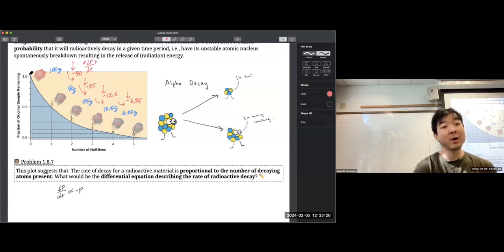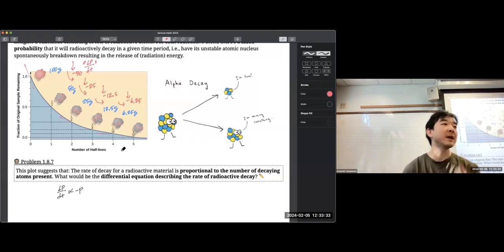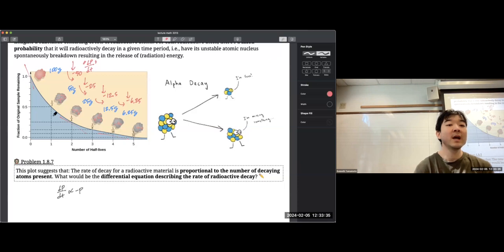And if you look at the slope, when you have 100 grams, you have a very steep slope. So your dP over dt is quite steep. But if you have 25 grams, your slope is less steep, and then it becomes less and less steep as time goes on. And so your dP over dt is negative the whole time, but how much of a negative it is depends on how much population you have at the time.